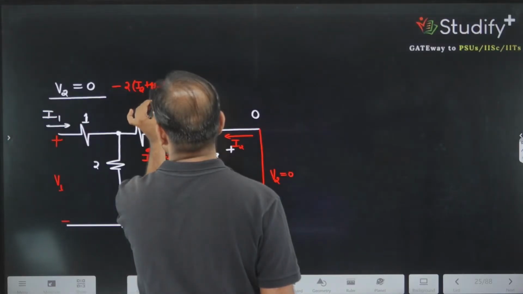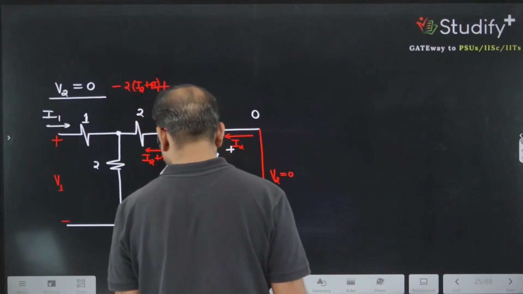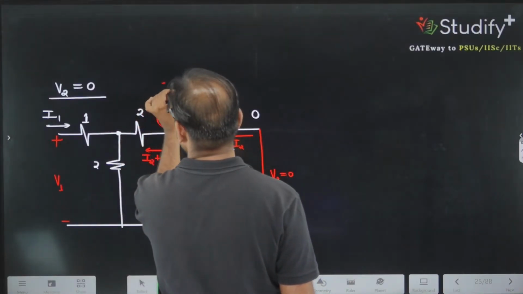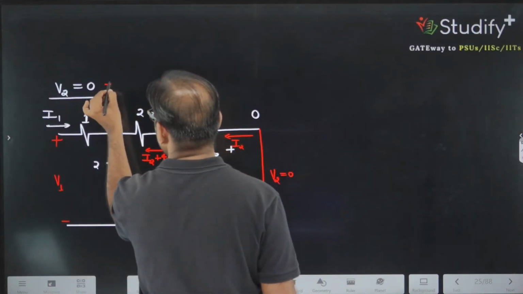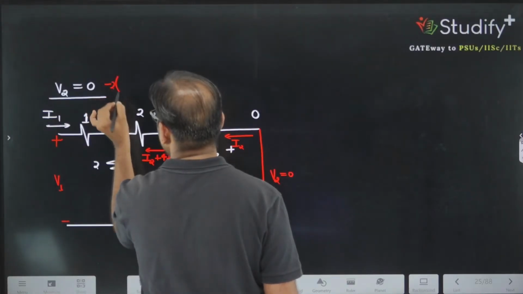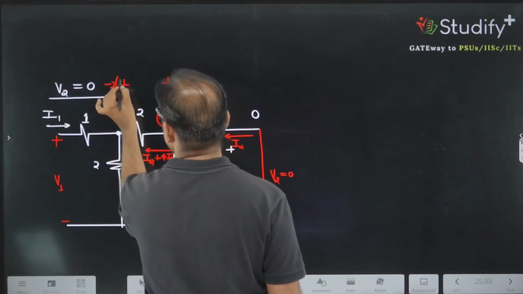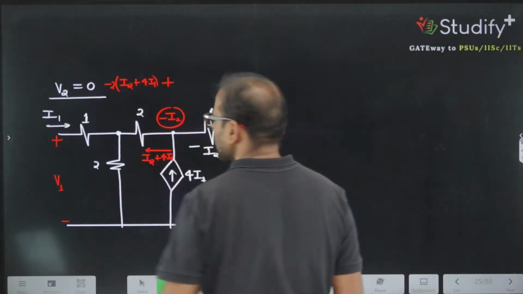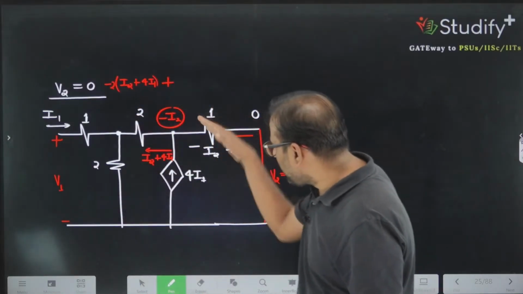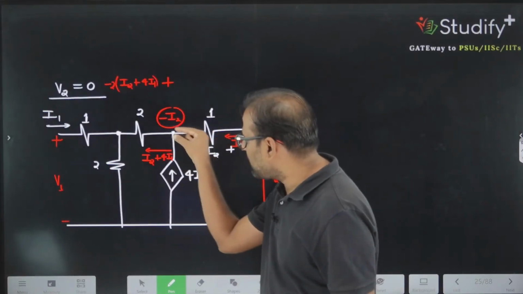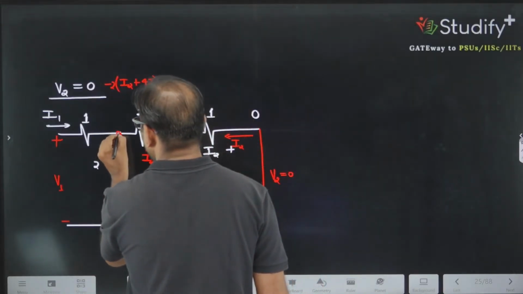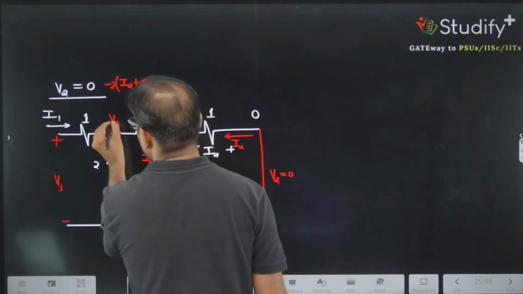Or let me write it more clearly. Current always enters from the positive polarity, so you can write this value as 2 times of I2 plus 4I1. Yes or no? I2 current is coming from here, 4I1 is coming from here, and the addition will go into this. And what is the potential of this point? Let me call this point Vx. What is the value of Vx?